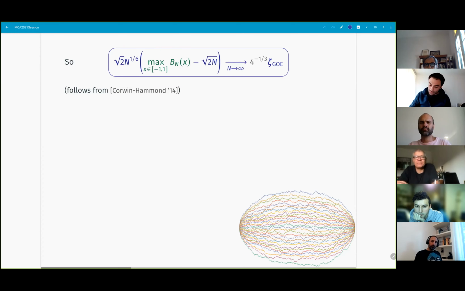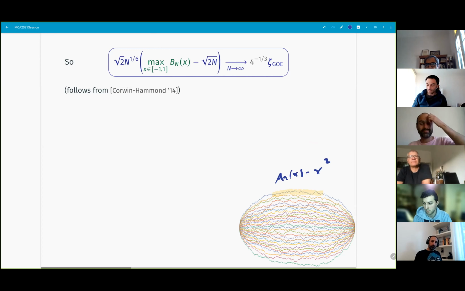So now I go back to my non-intersecting Brownian motions. As I was saying, on the one hand, I told you that if I rescale around here in the right way, what I see in the limit is this Airy2 process minus a parabola. But on the other hand, the supremum of the Airy2 process minus a parabola converges to GOE.